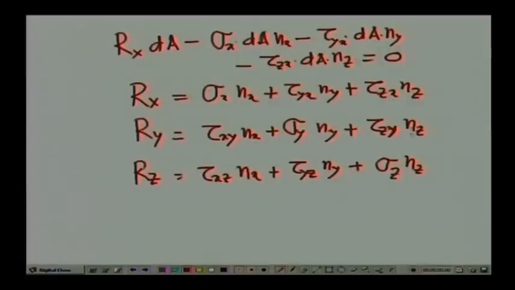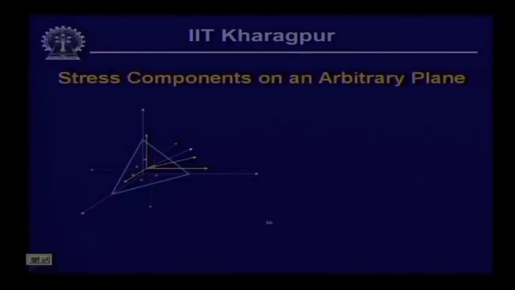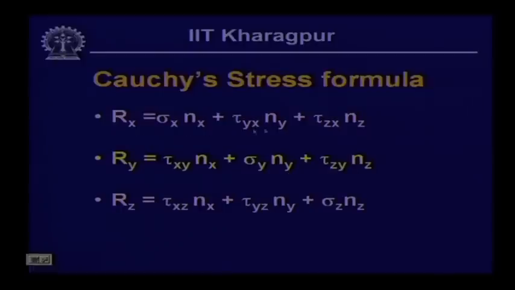And this set of equations is normally designated as Cauchy's stress formula. So, Cauchy's stress formula is R x as sigma x n x plus tau y x n y plus tau z x n z, R y is equal to tau x y n x plus sigma y n y plus tau z y n z, and R z equals tau x z n x plus tau y z n y plus sigma z n z.